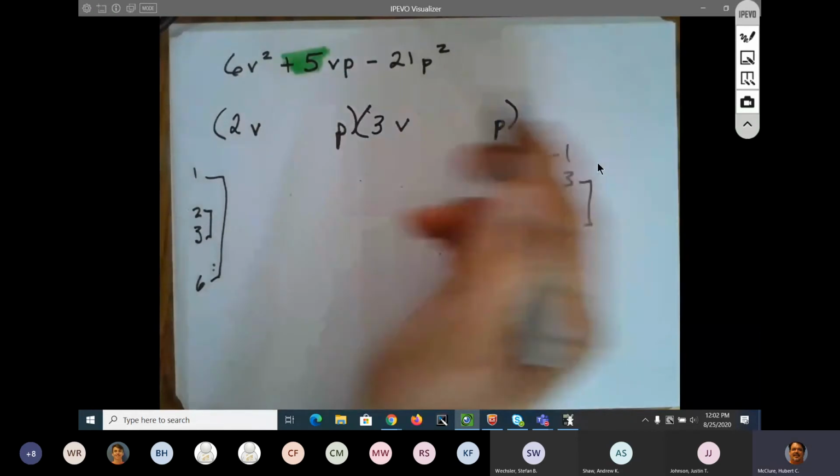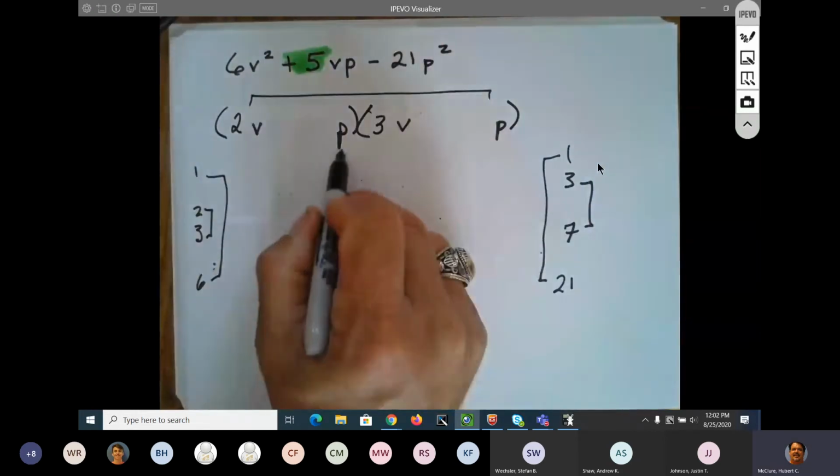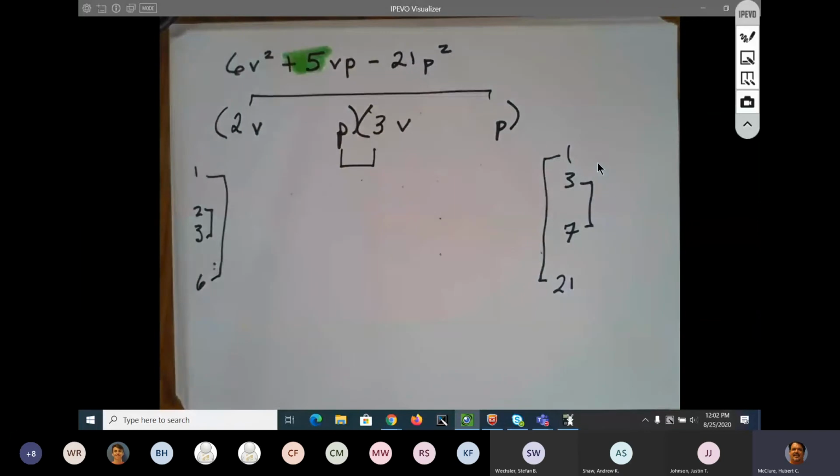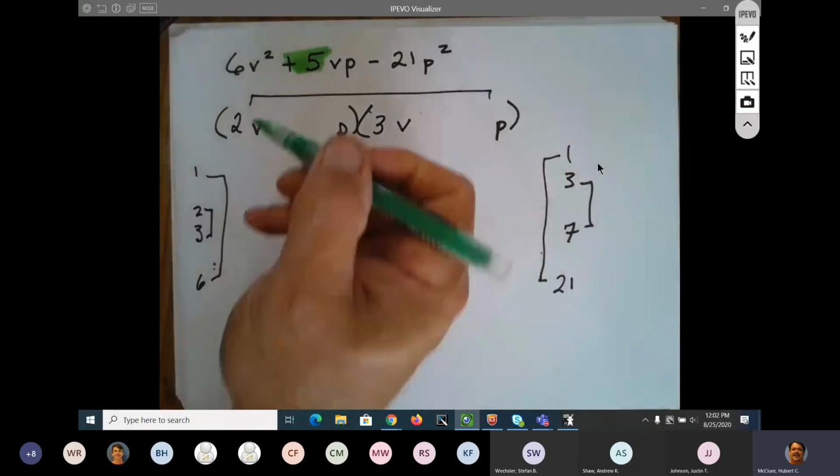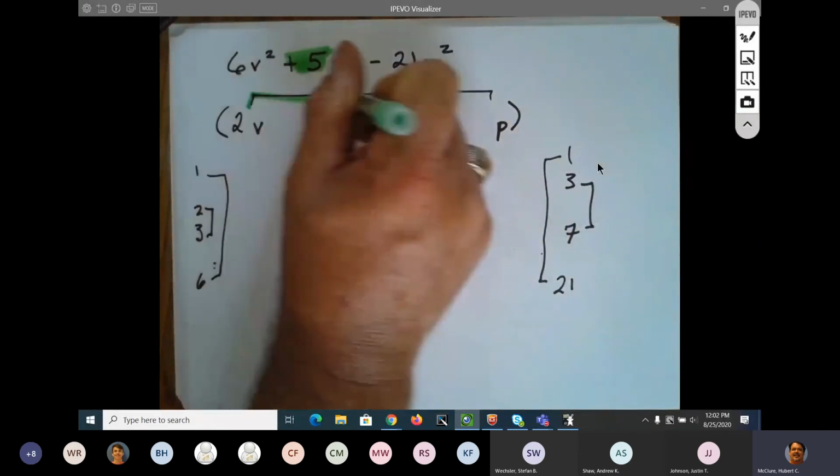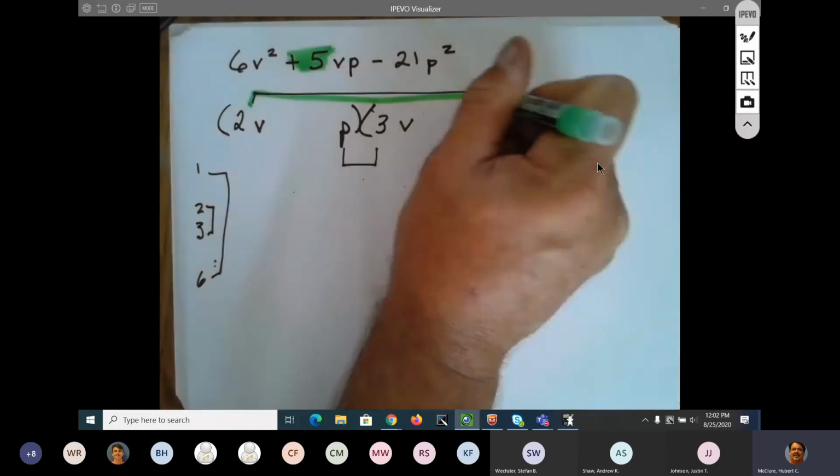And the most important two are the outside and the inside. And tell me what the outside and the inside gives us. Gives us that middle term that's in green. That's why it's so important.